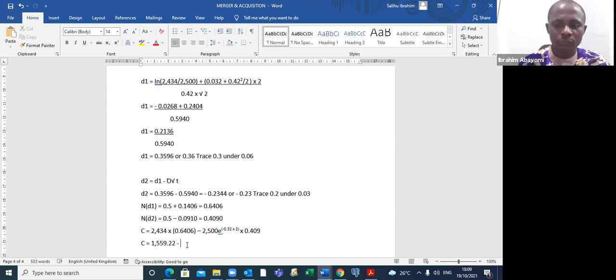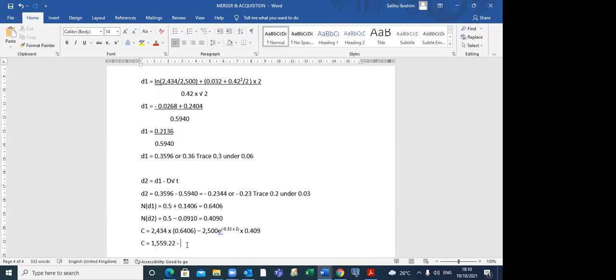Exponential function. E means exponential function. We want to take the exponential function of 2,500. That's what it means. That E that came out represents exponential function. Do you understand? Yes.